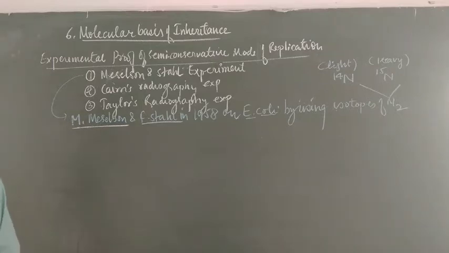Now students, Matthew Meselson and Franklin Stahl performed the experiment on E. coli to prove DNA replication is semi-conservative. They used two types of isotopes of nitrogen. First is light and second is heavy nitrogen. Okay.